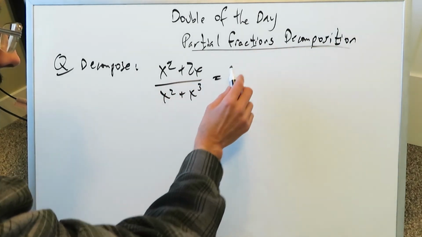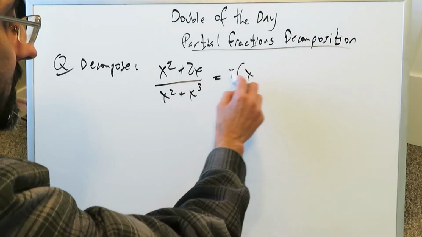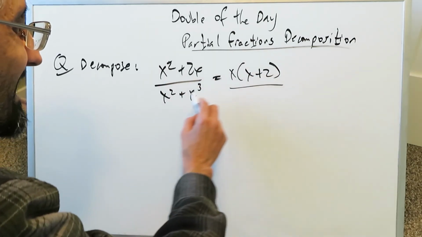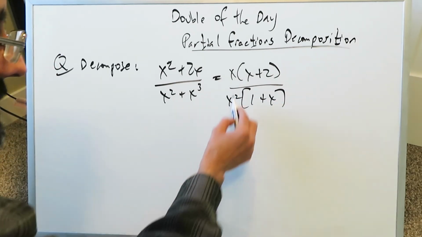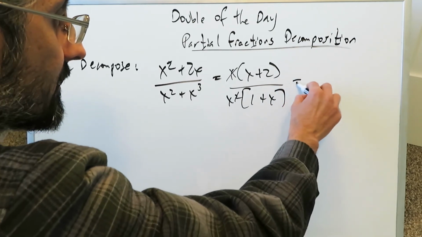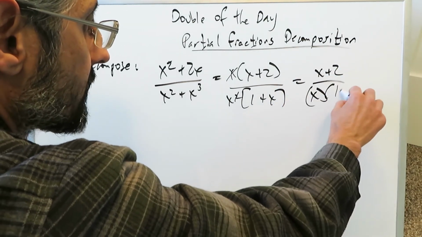Again, you have a rational function. Before you do anything, simplify your rational function. You can isolate an x from here. In the numerator, you can isolate here an x squared, and you have a 1 plus x, right? You can cancel this out with one of these. You'll essentially convert your entire rational function into this easier form right here.